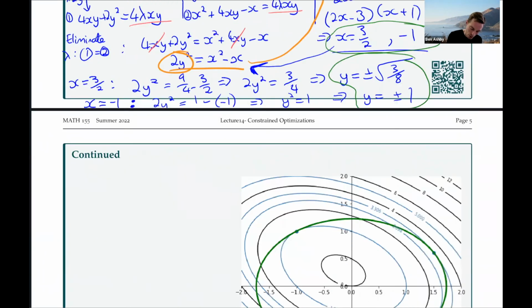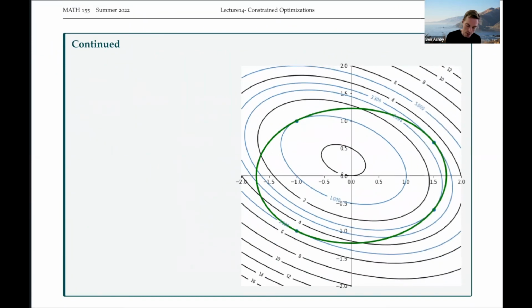So if we scroll down here, this diagram on the right hand side is showing our function p of x, y, and the green curve is our constraint. We can see that these points that have been identified are the minima and maxima we've just identified. We don't know whether they're minima or maxima yet, but we have, for example, the point minus 1, 1. And this point over here is going to be 3 over 2, root 3 over 8.